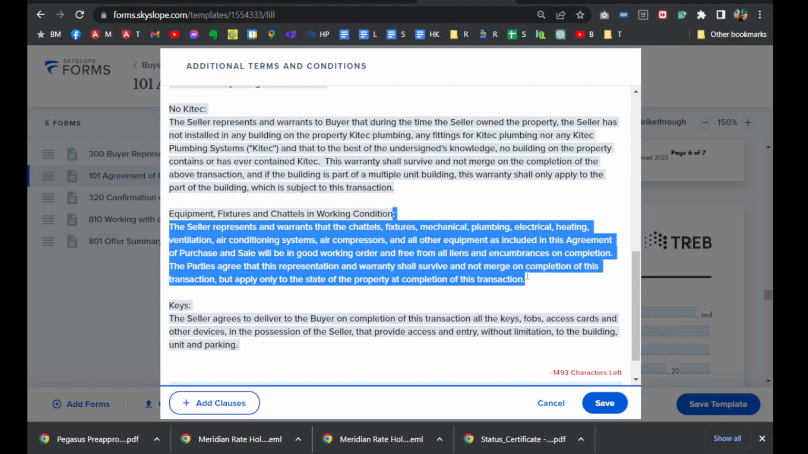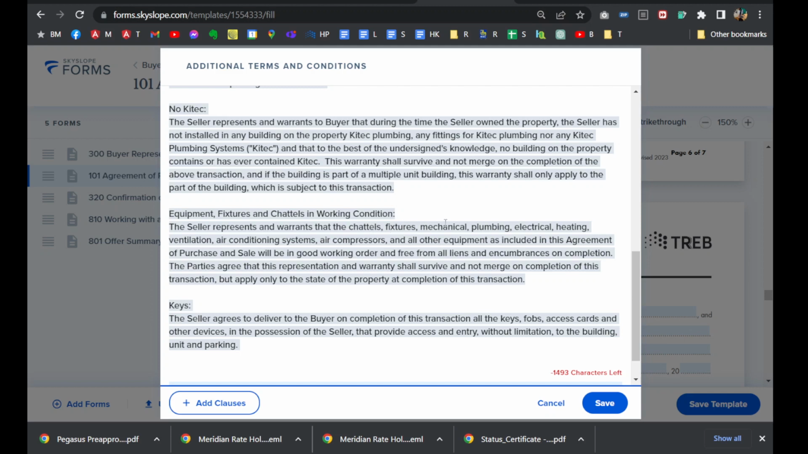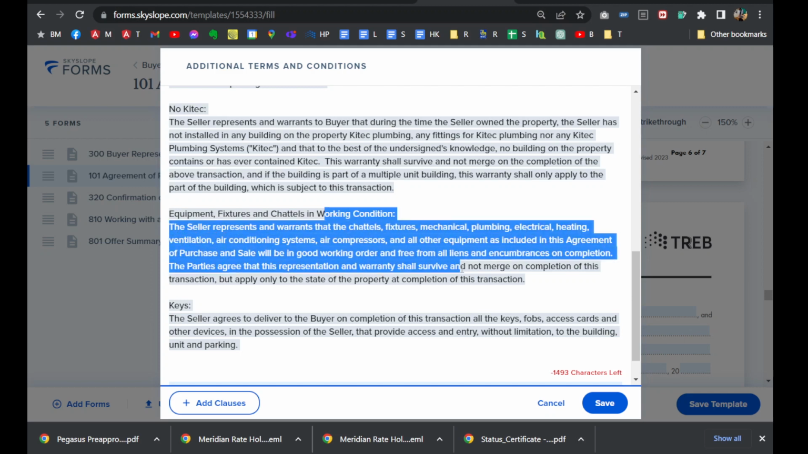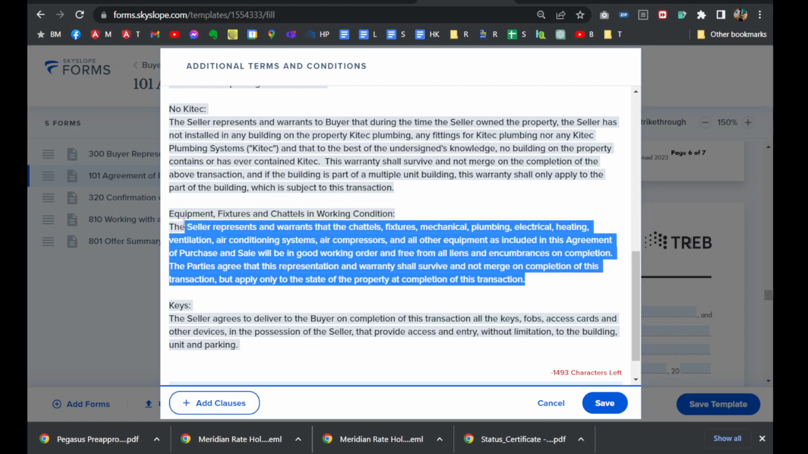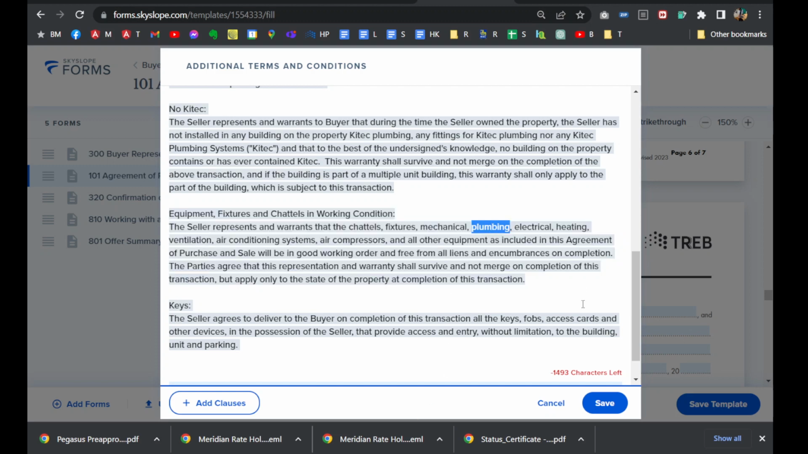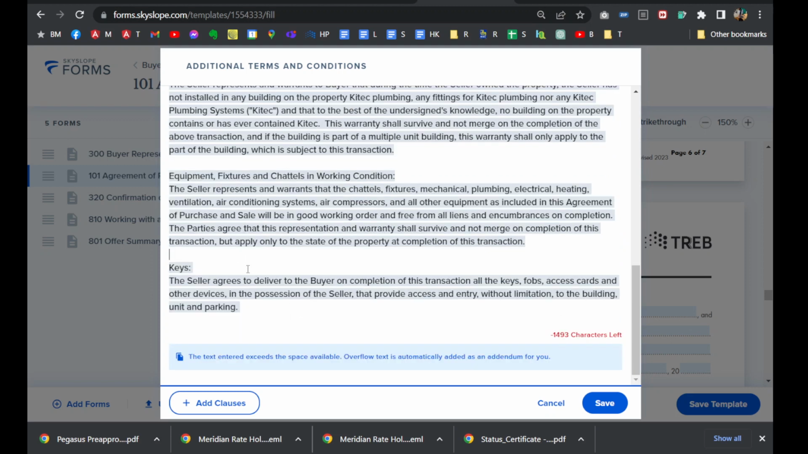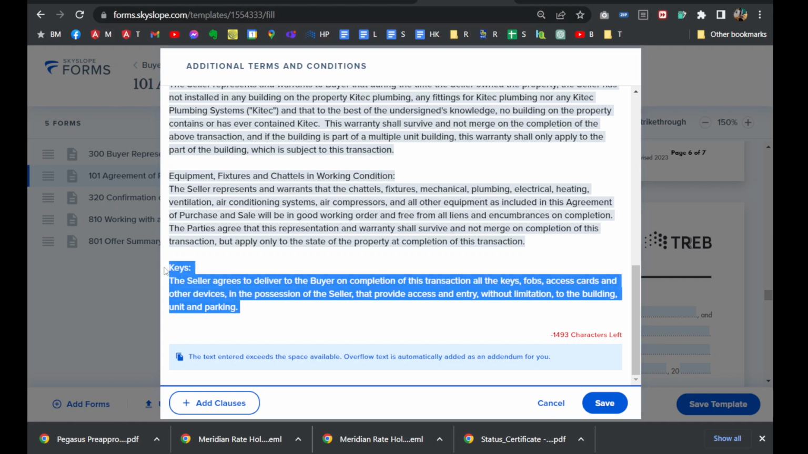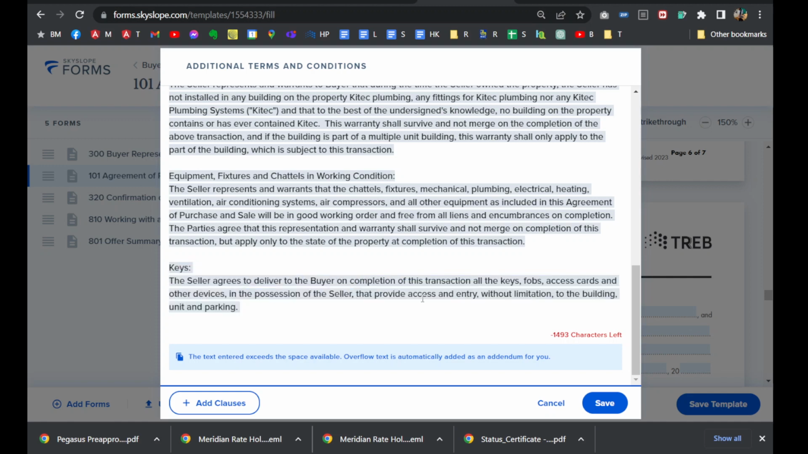Basically, it's saying that things included in the property, including mechanical, plumbing, electrical, everything should be in good working order. So if there's anything that's basically not expected to be in good working order, they'll tell us at this point, and they'll say, hey, sorry, the plumbing's actually not working, and we're selling it as is, so delete the plumbing. But they might add something, say plumbing as is. So keys, make sure you have access to every door, access cards that you should have access to.